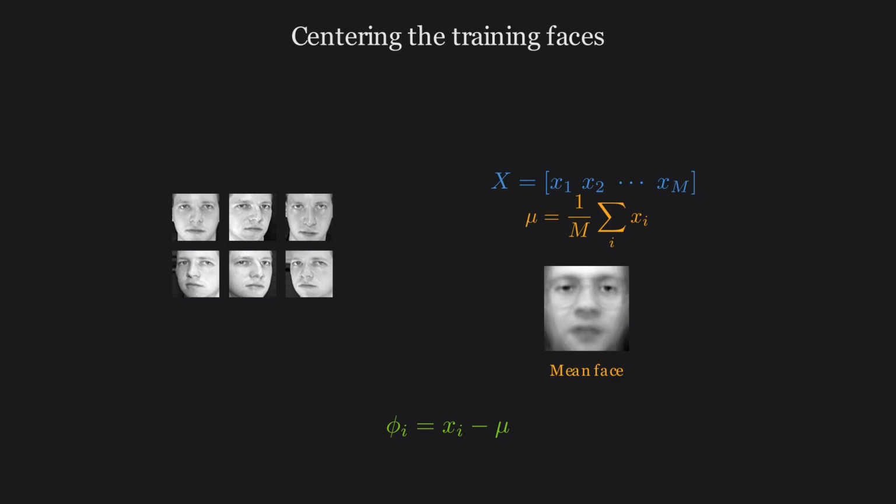Step 2. Subtract the mean from every face in the dataset. Watch each image transform. Brighter patches appear where this face is above average. Darker patches where it is below. What remains is not the face, it is the deviation. The fingerprint of what makes this person different from the average.